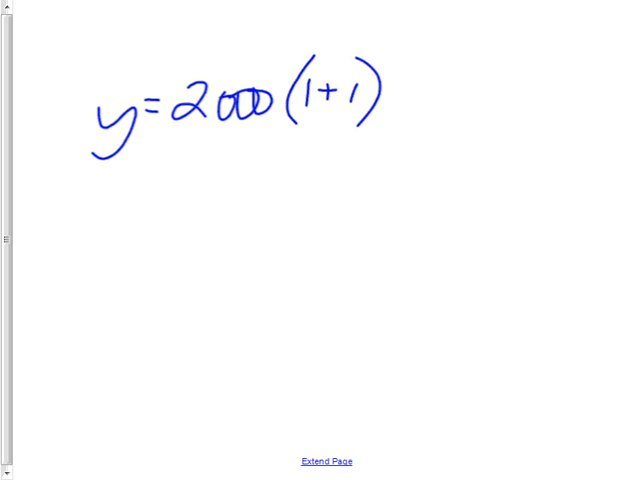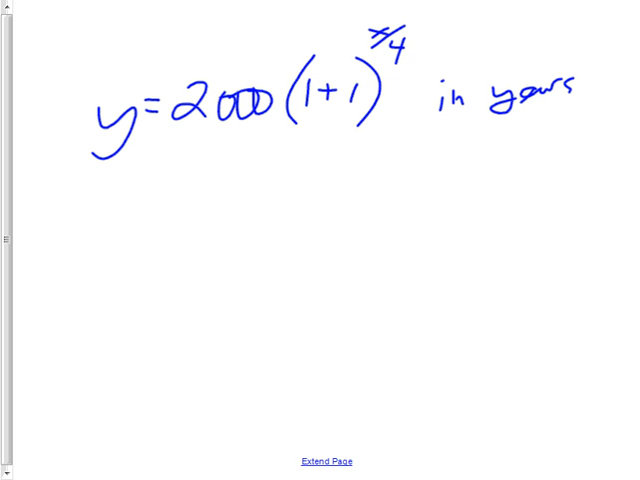You should have said y equals $2,000 times double. Could I put a 2? Yes. Could I put a 1 plus 1? Even smarter. To the power of what? X over, wasn't it 4? All right. Very good. In years.